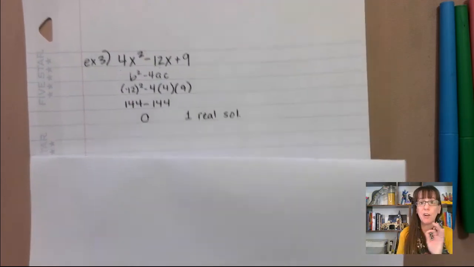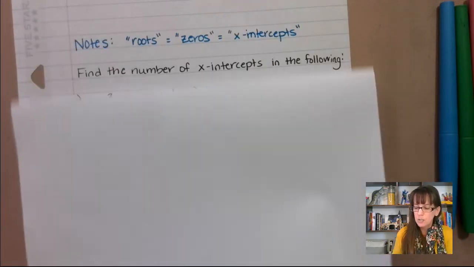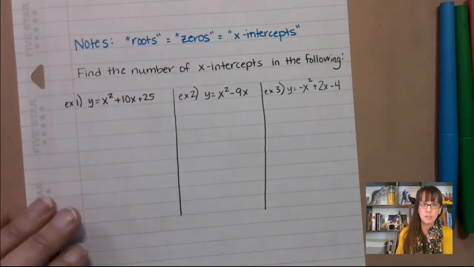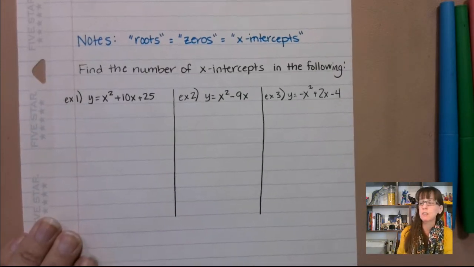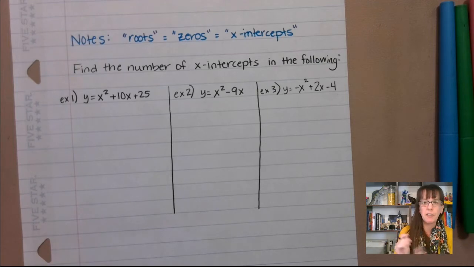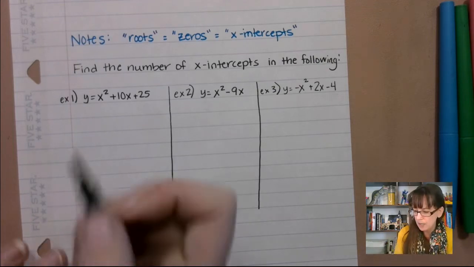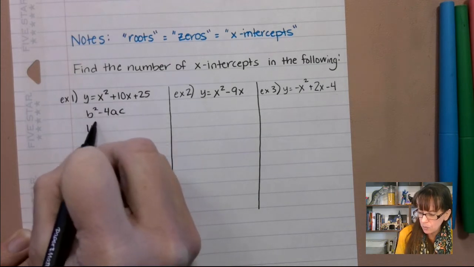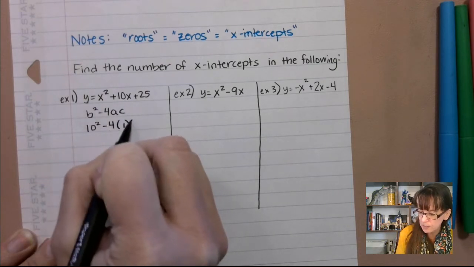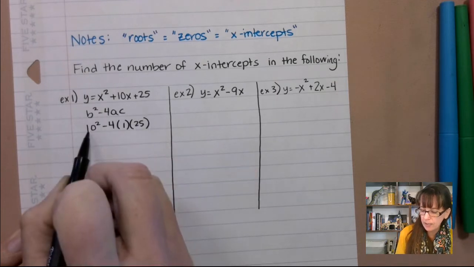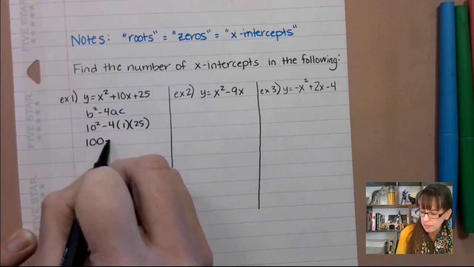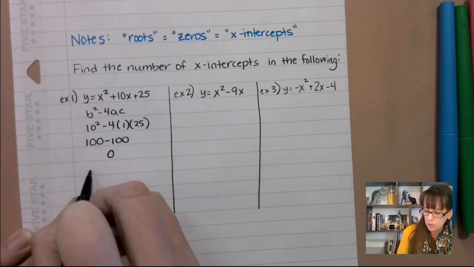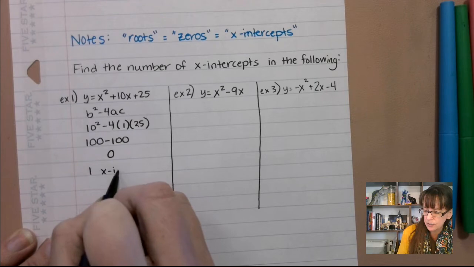Okay, so let's apply all this to how it looks on a graph. So again, roots are the same thing as zeros, which are the same thing as intercepts. So for this next section, we're going to find the number of x-intercepts in the following. And the number of x-intercepts means how many times does it cross, right? So b squared minus 4ac. We have 10 squared minus 4 times 1 times 25. All right, 10 squared is 100 minus 4 times 25 is 100, so I get 0. That means I'm going to have 1 x-intercept.